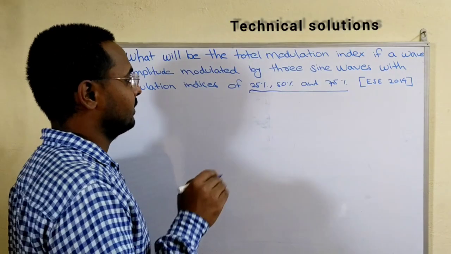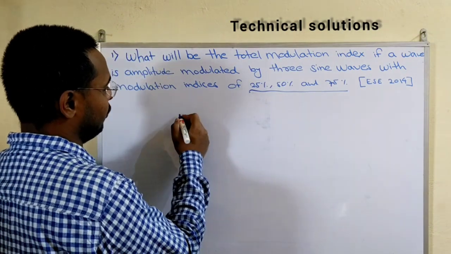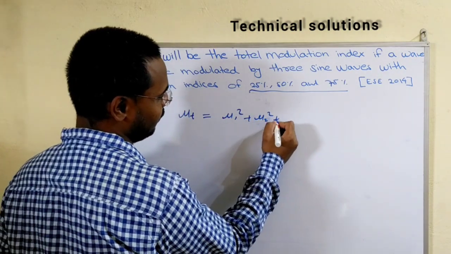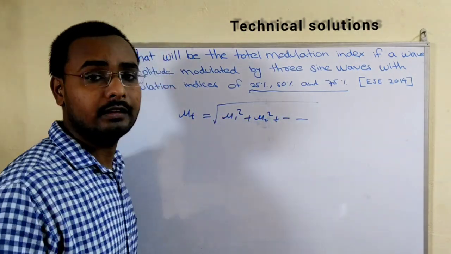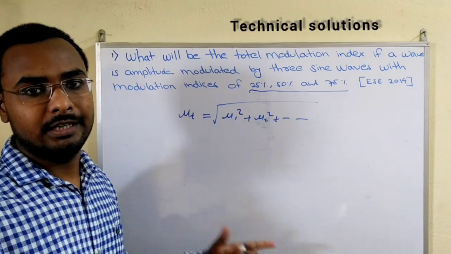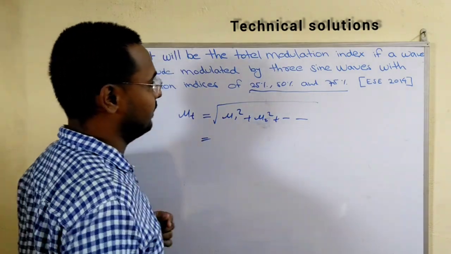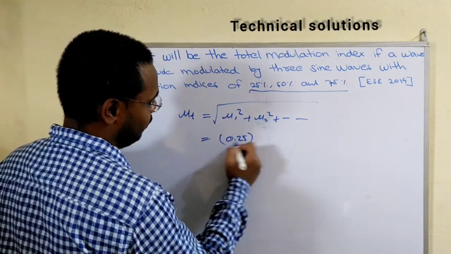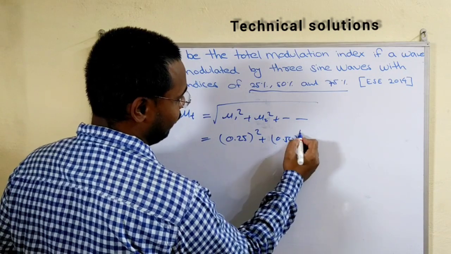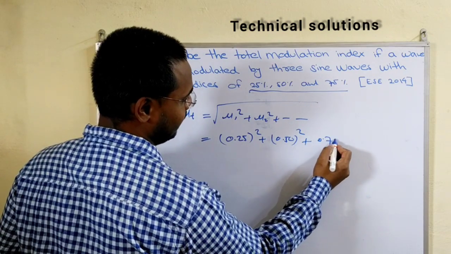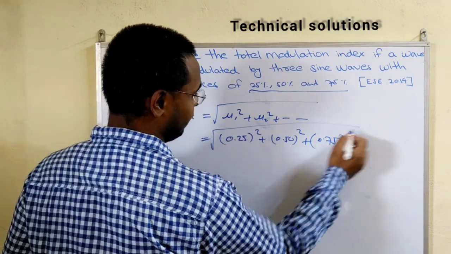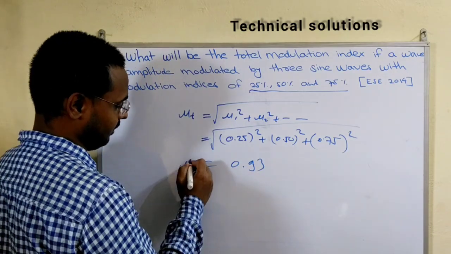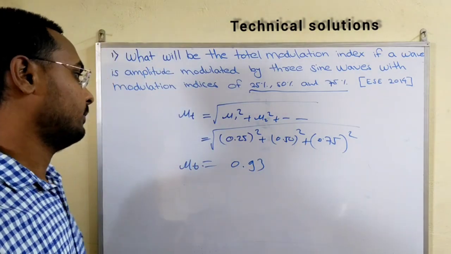In my previous video, I discussed the total modulation index formula, which is given by the square root of mu 1 square plus mu 2 square and so on. If more than one modulation index is given, then we use this formula to calculate the total modulation index. Right? 25% is 25 by 100, 0.25. So 0.25 square plus 0.50 square plus 0.75 square under root. After solving this expression, you will get the result 0.93, which is the answer of this question.